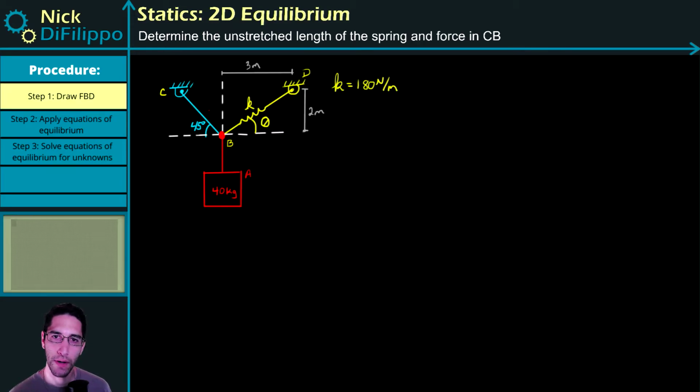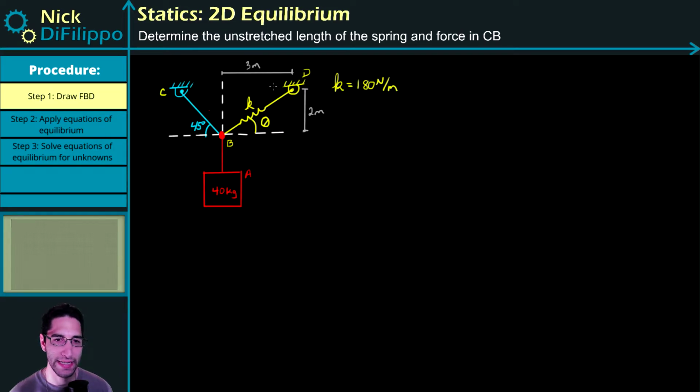In this video, what I'd like to do is to go over another problem of 2D static equilibrium. And in this problem, what do we have? We have this 40 kilogram block that is held in static equilibrium by this string at CB and a spring that is stretched at BD.